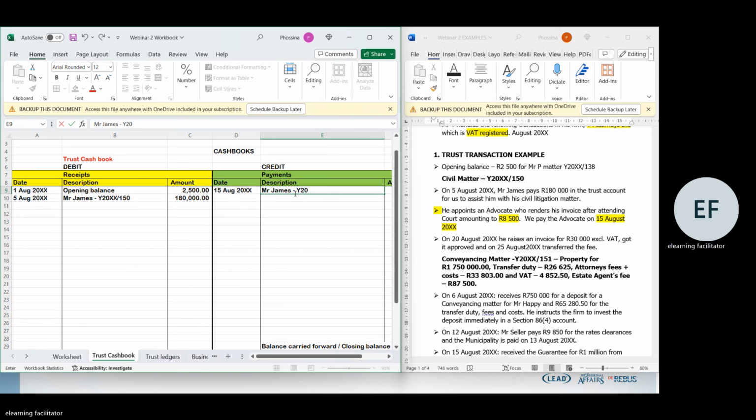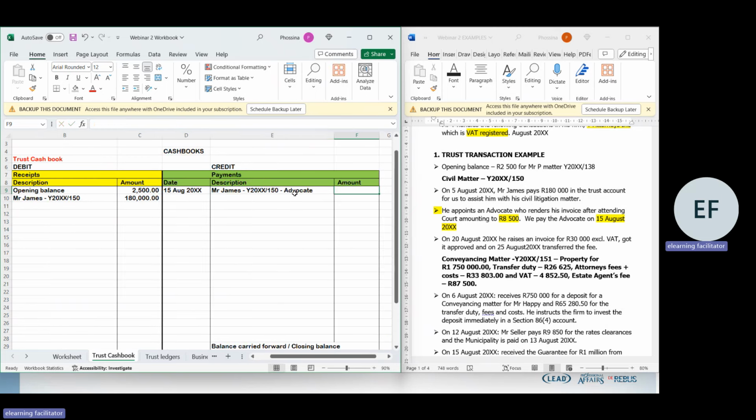Y20XX stroke 150, and here it's for the advocate. You see, we are specifying to show that if we had a name, then we would show, okay, it's advocate Kumalo or it's advocate Smith. We specify so that when you go through, you'll be able to tell we paid an advocate, who it is for, and for which matter. Okay, and our amount, we are told it's 8,500.